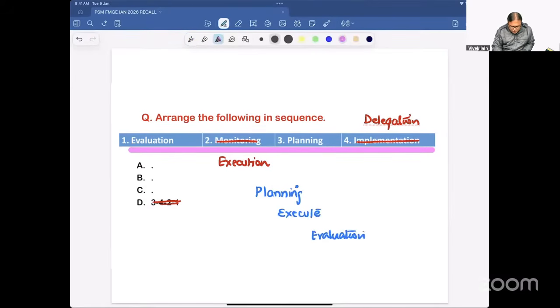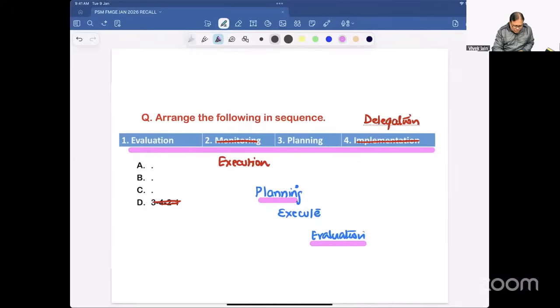Depending on what else was given, will lie in between. Planning cycle starts with planning, ends with monitoring and evaluation, if it was given. Delegation also will come in between if it was there in the choices. How you delegate is the word for implementation or execution, right? Okay.